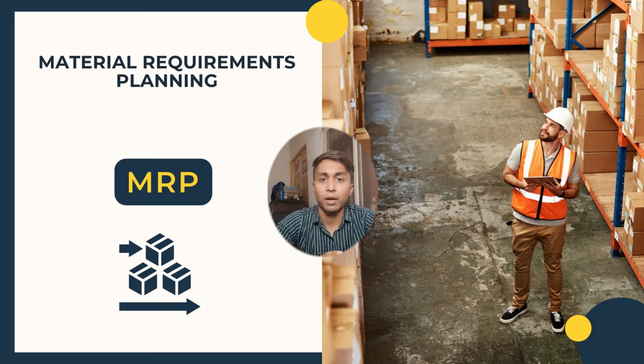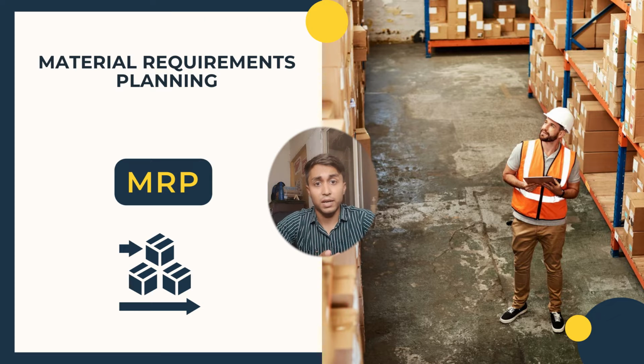As I said, MRP is material requirement planning. Let's take an example of a company. Let's say company XYZ wants to produce 1 lakh units of a particular product. To produce the 1 lakh units, they need raw material. So when to order that raw material and when to start the production, this is called material requirement planning. Planning before the production, in short, we can call it.